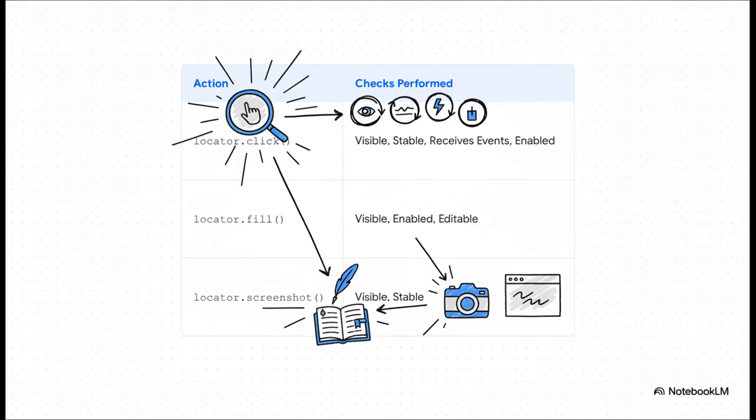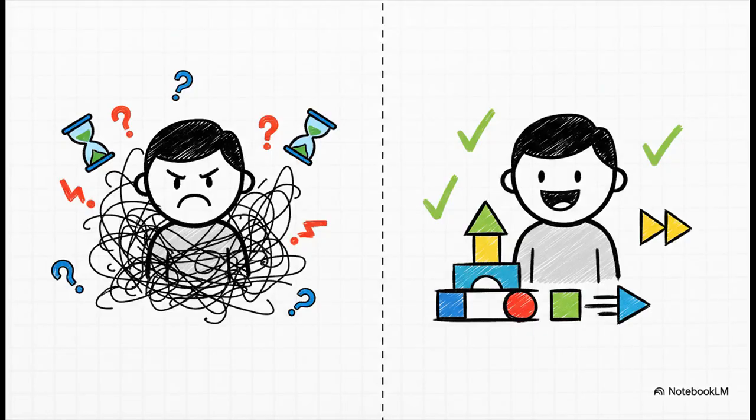It does all that for you instantly behind the scenes for every single action. It's amazing. And the takeaway here is super simple. All this intelligence that's baked right into the framework means your tests are not only faster, they are just way more reliable. You spend less time pulling your hair out debugging flaky tests and more time actually building cool stuff.